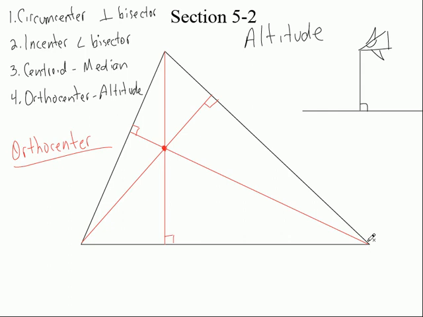How did we get it? We went from the vertex perpendicular to the opposite side, didn't we? We didn't go to the midpoint. That was something else. That was the median. We went perpendicular to the opposite side.